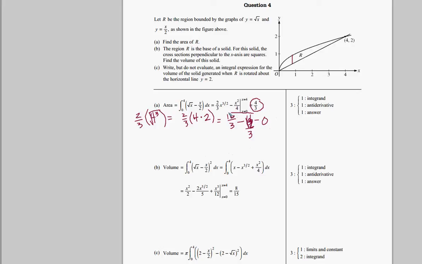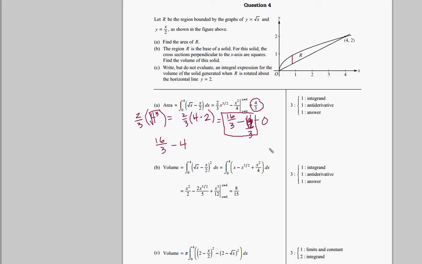You can totally leave it like this; you could just leave it as 16/3 minus 4, and that would suffice. You get your point for the correct integrand, this piece right here. You get a point for the correct antiderivative, and then you get a point for the answer, which could be this or 4/3, either way.